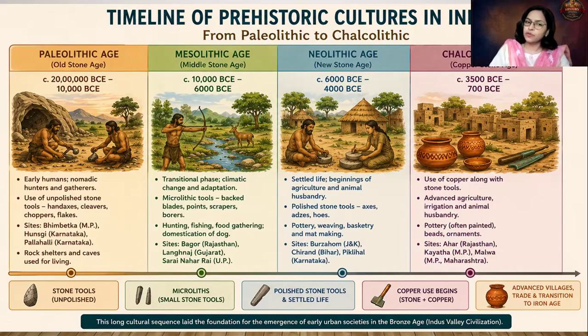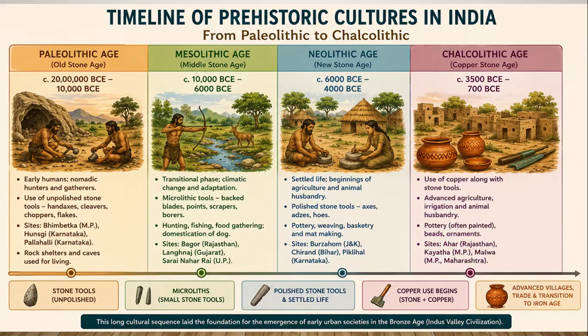Then the Mesolithic age from 10,000 BCE to 6,000 BCE, and the Neolithic age from 6,000 BCE to 4,000 BCE. Again, the timeline of the Neolithic age varies from area to area in the Indian subcontinent. And finally, today we are going to refer to the Chalcolithic age, which is also referred to as the Copper Stone Age, from 3,500 BCE up to 700 BCE.